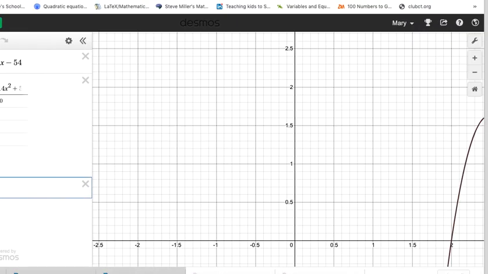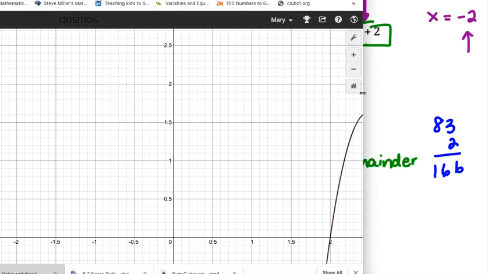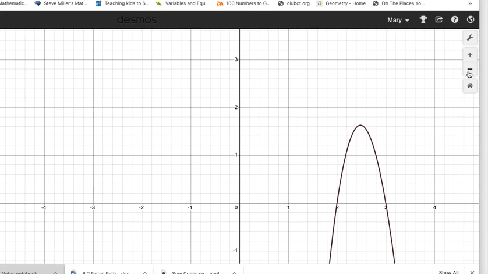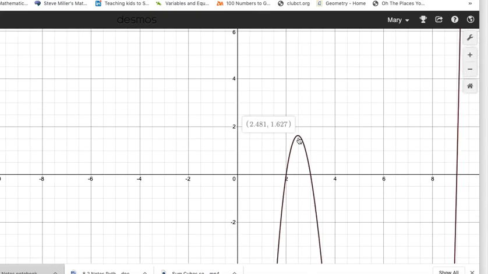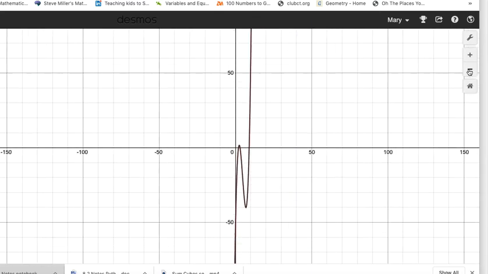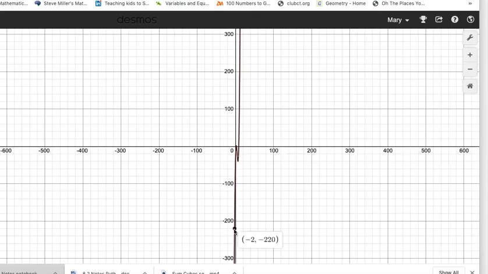So let me bring you over to the graph a little bit. That's telling me at that point, negative 2, which is going to be way down on my graph, I'm going to have to go way down. At negative 2, I'm going to have a point on the graph of negative 220. So that remainder does help me. It doesn't give me a 0, but it does give me a point on the graph. Okay, let's look at another example.